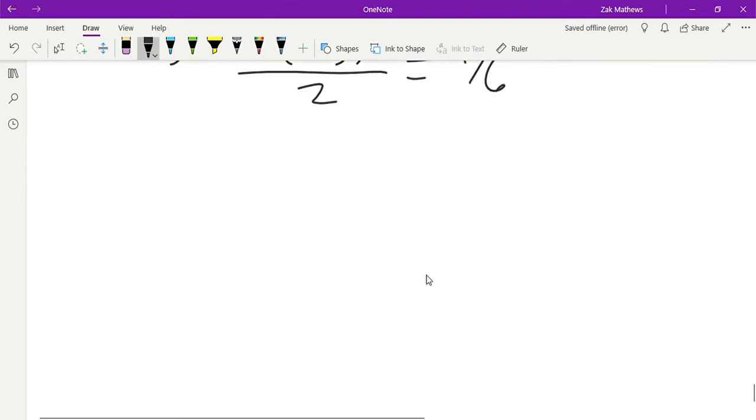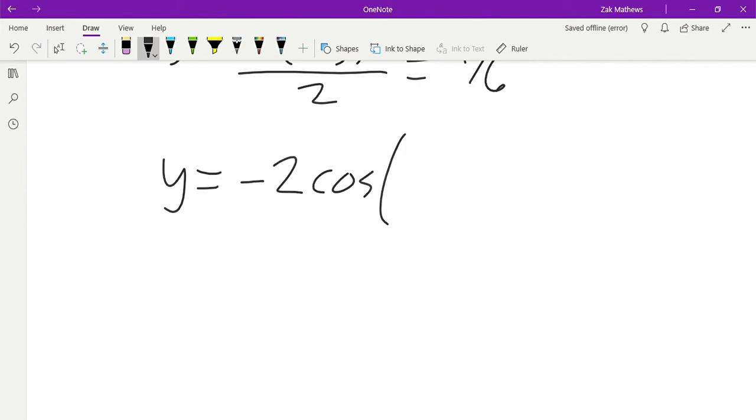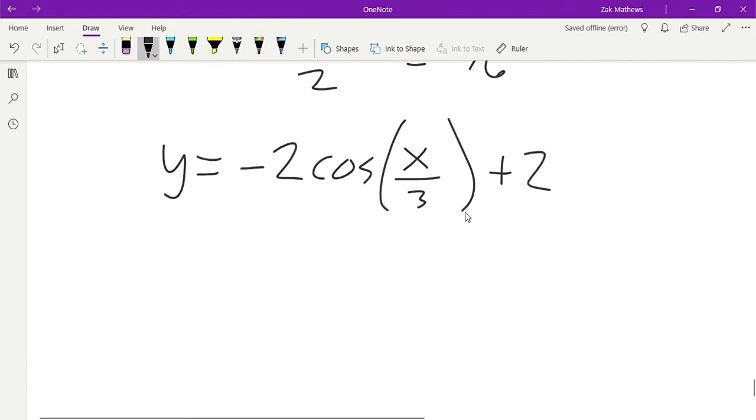Let's take one more example. Let's take y is equal to negative 2 cosine of x over 3 and then plus 2 on the outside. So parentheses are very important. We want to pay attention to where things are with respect to the parentheses.